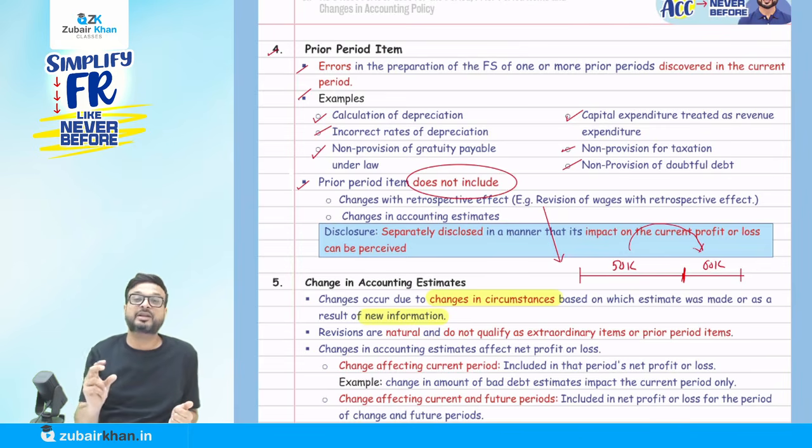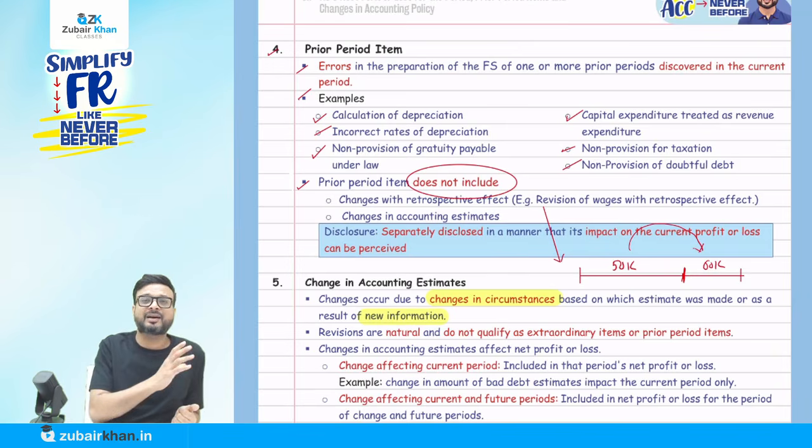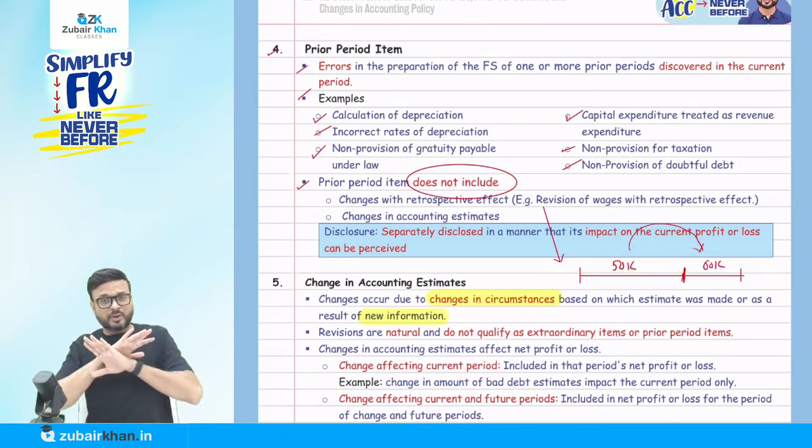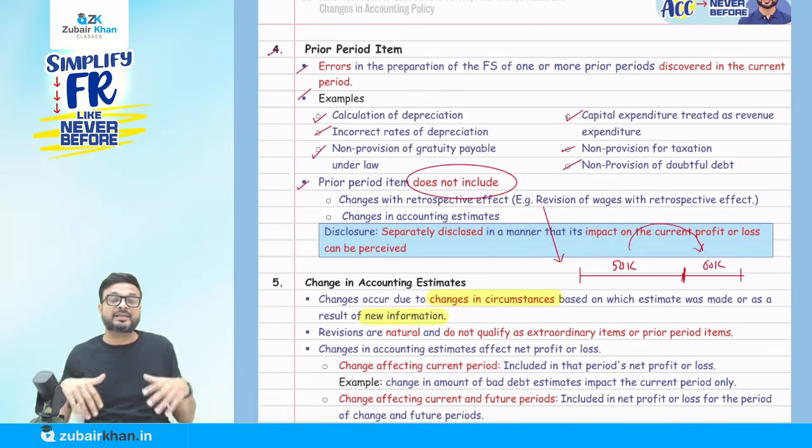Okay. So whenever there is a retrospective effect, we give it here. It's not a prior period item because we have not made an error in the past year. It will be treated as ordinary activity of that year. Okay. Now changes in accounting estimate.